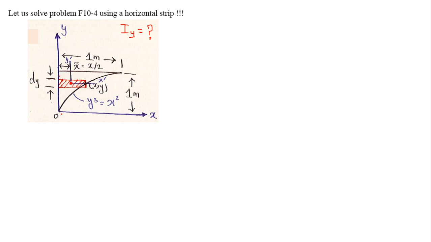The thickness of this strip is dy. And again, this strip is intersecting this curve at a point xy. So if the length of the strip is x, its centroid x tilde will be equal to length divided by 2. So the centroid x tilde for this differential element will be x upon 2.